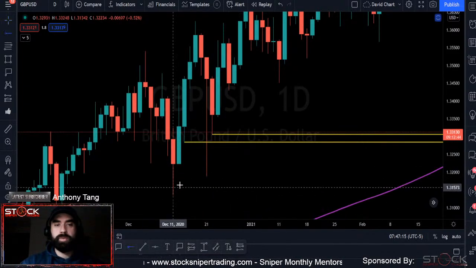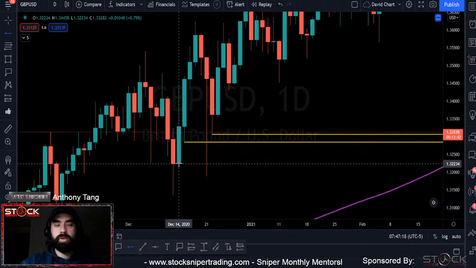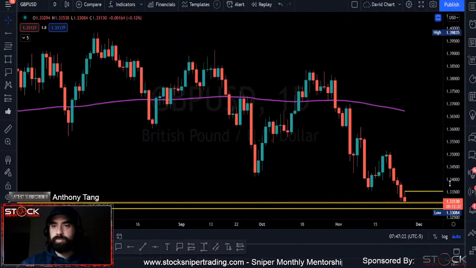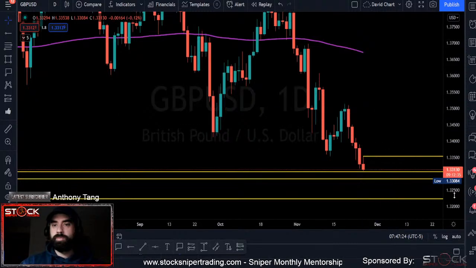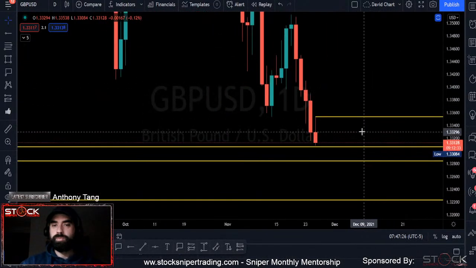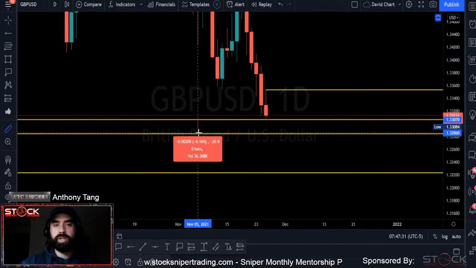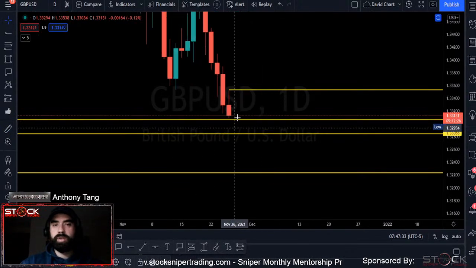Nice wick below there too. Okay, close the body right here. So we should be good to go on the daily. All right, let's just check our pip count from zone to zone, box to box, about 20 pips. Okay, that's not bad.